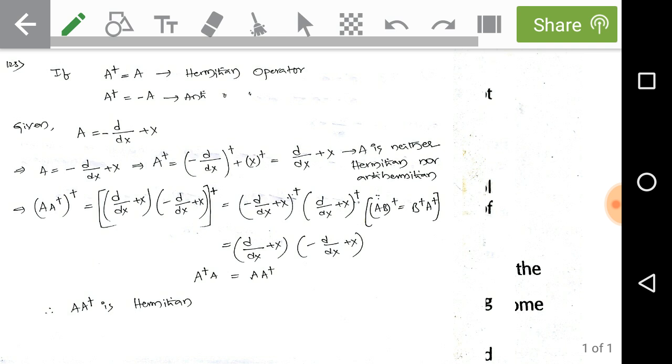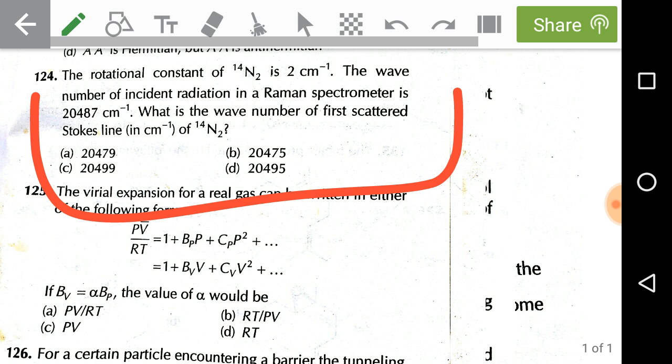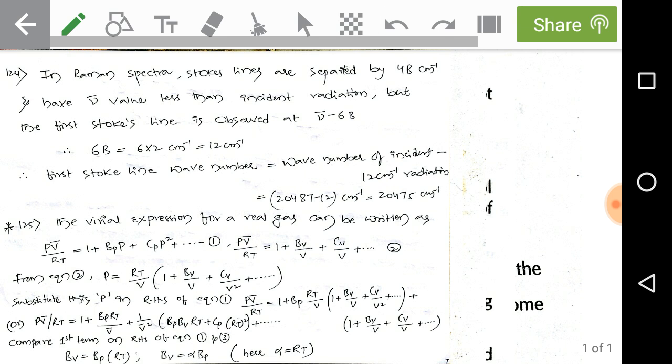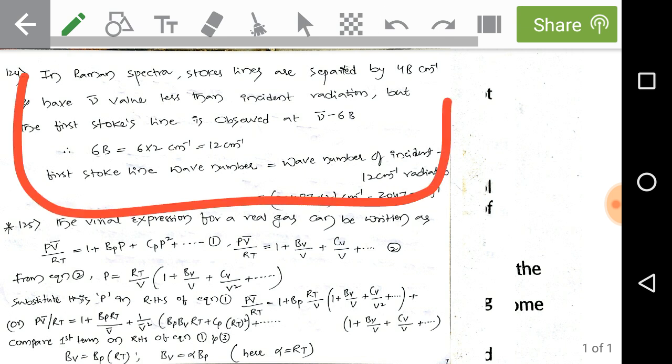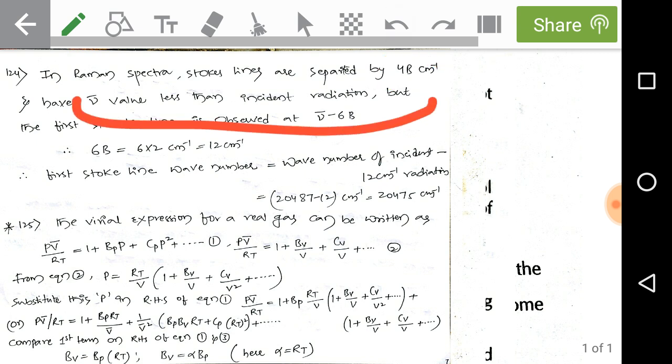Next question: the rotational constant of N2-14 is 2 centimeter inverse. The wave number of incident radiation in a Raman spectrometer is 20487 centimeter inverse. What is the wave number of the first scattered Stokes line of N2-14? Right, 124th question. In Raman spectra, Stokes lines are separated by 4B and have wave number values less than the incident radiation. Just remember that important point.